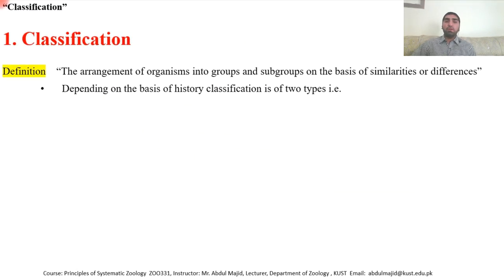First we will define classification. Classification can be defined as the arrangement of organisms into groups and subgroups on the basis of similarities or differences. So this is actually called classification.